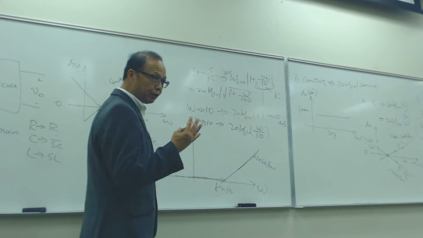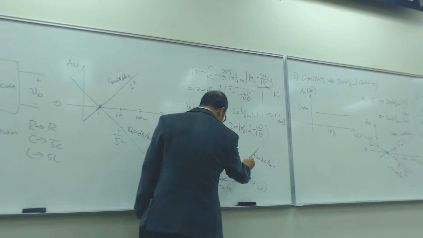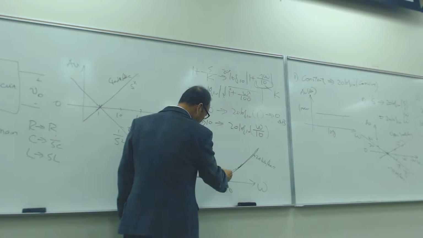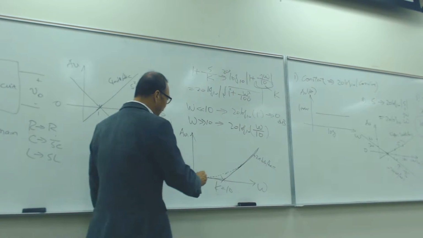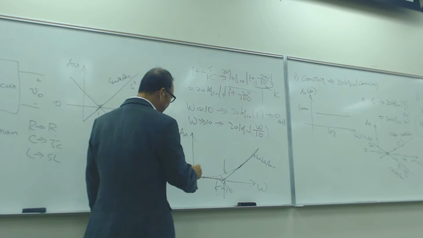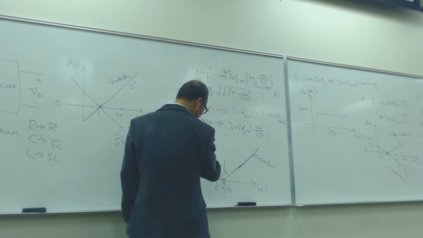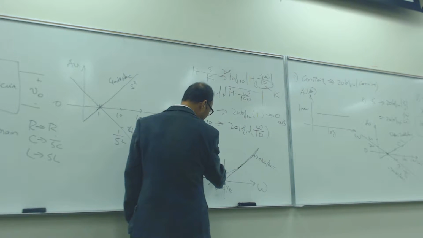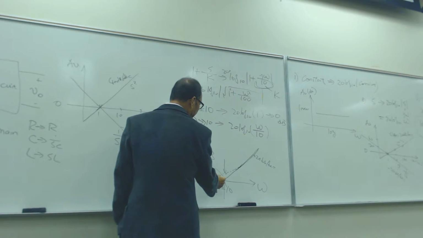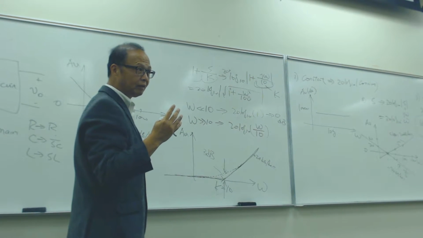Now, if you want to be more accurate, it should be like this. There will be a curve right here. The worst case between the asymptote and the real plot is here, and that difference is 3 dB. Got it? So the difference between the actual plot and the asymptote at K equal 10 is 3 dB. Therefore, this K is sometimes called the 3 dB frequency. Got it?